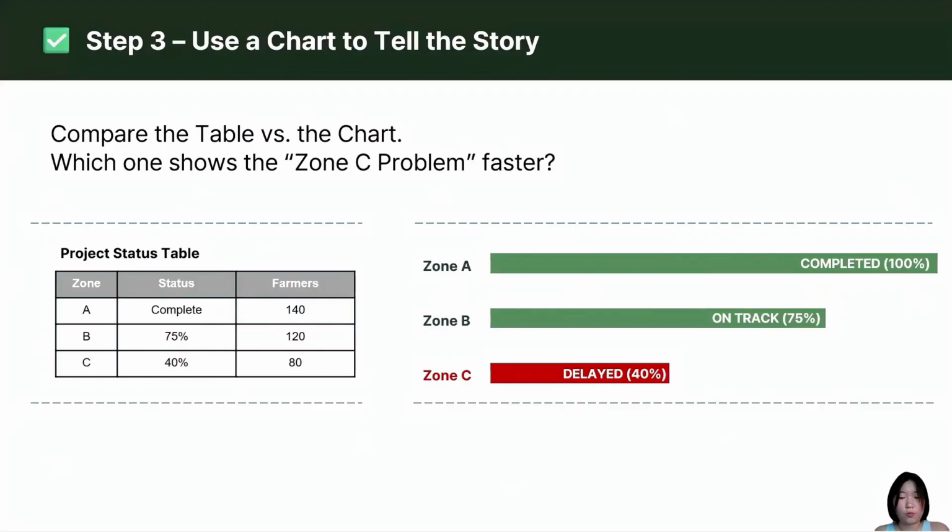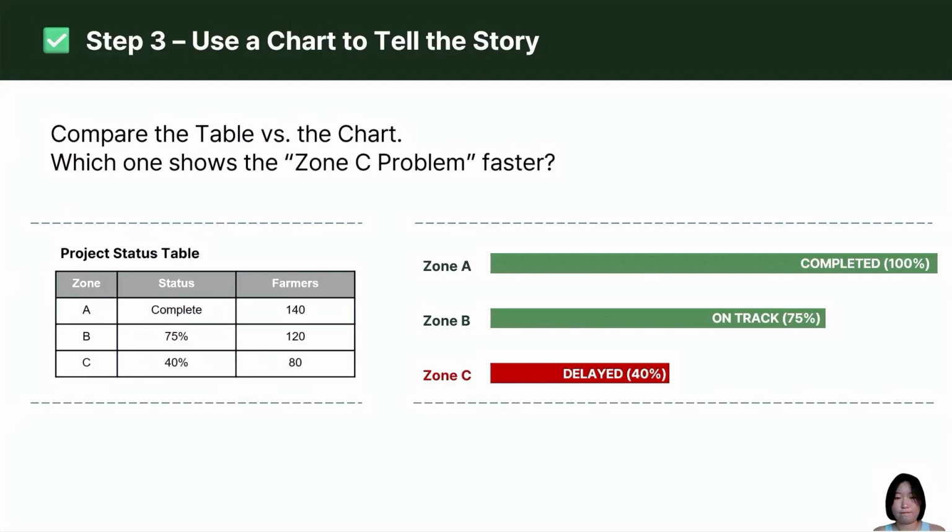Here is a tip for your work. Use a bar chart for progress or comparison, and use a pie chart to show share or percentages. Use a line chart like that to show trends over time. Here, a bar chart clearly shows that Zone C is failing.